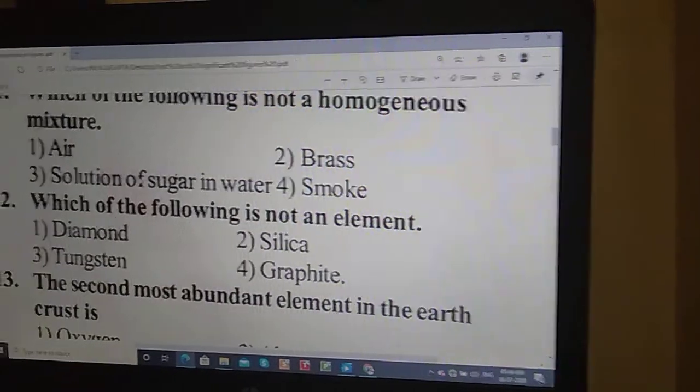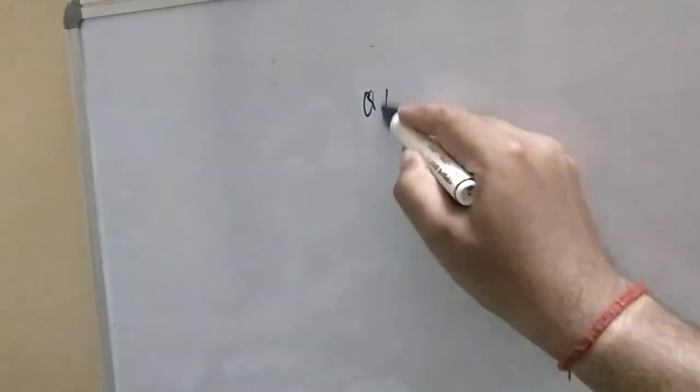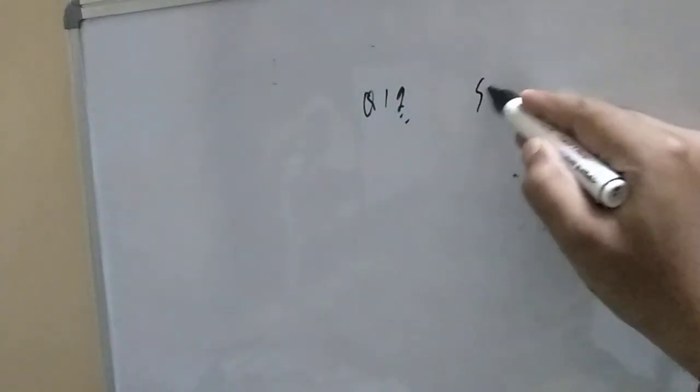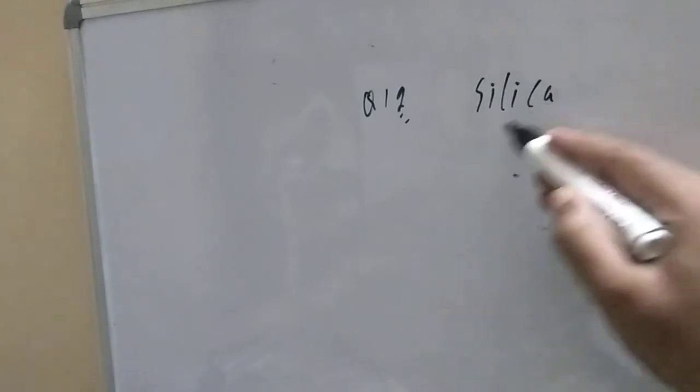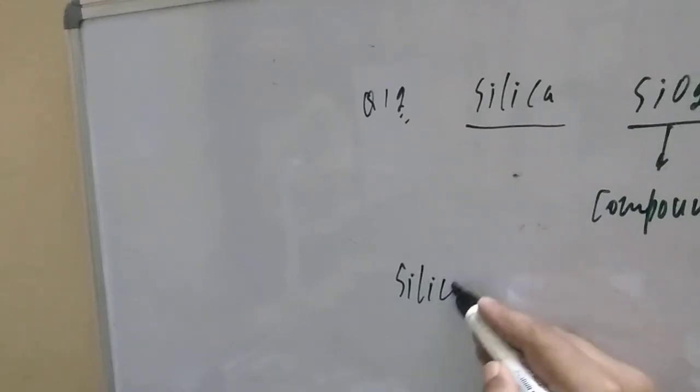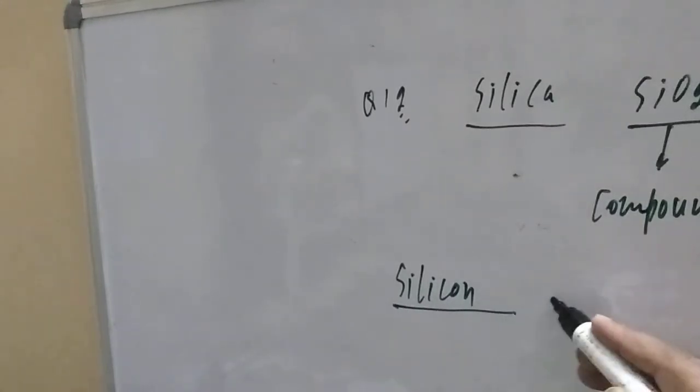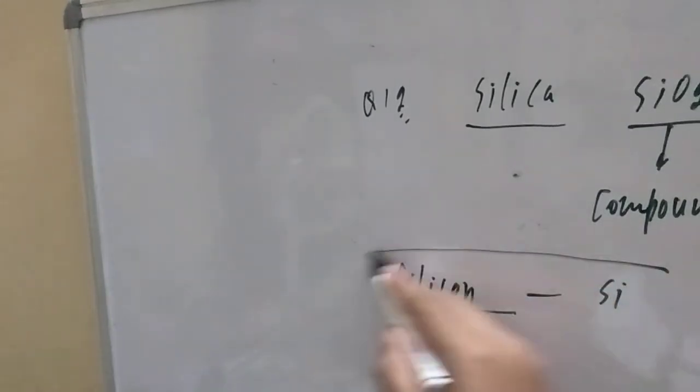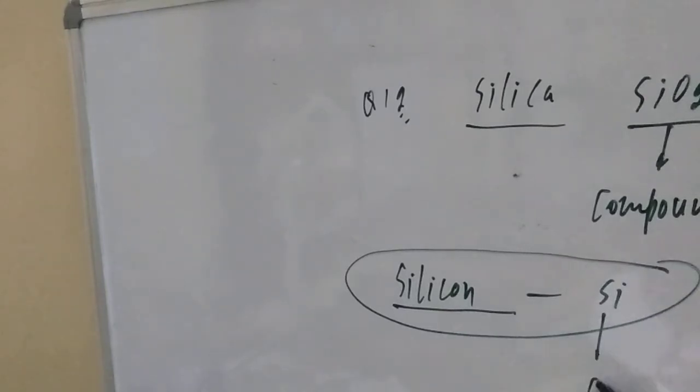So you can check this one, question number 12, here on the board. Student, they have given silica. Silica means what, student? SiO2. SiO2 is a compound. If they are asking silicon, student, silicon means Si. So this is different. This is an element. Silicon is an element.